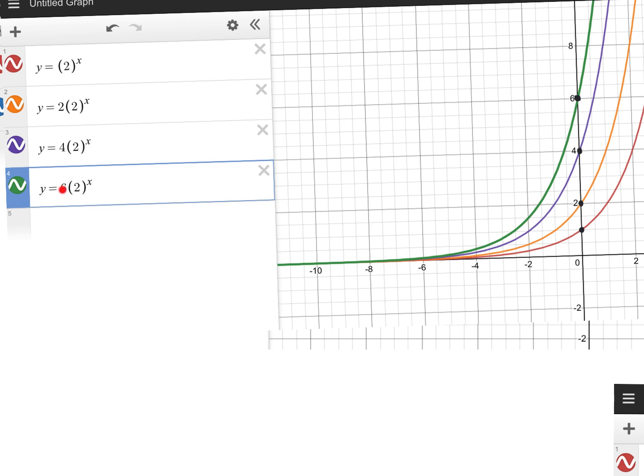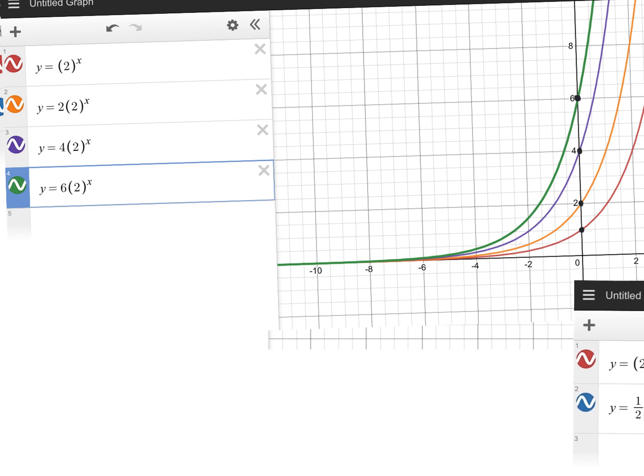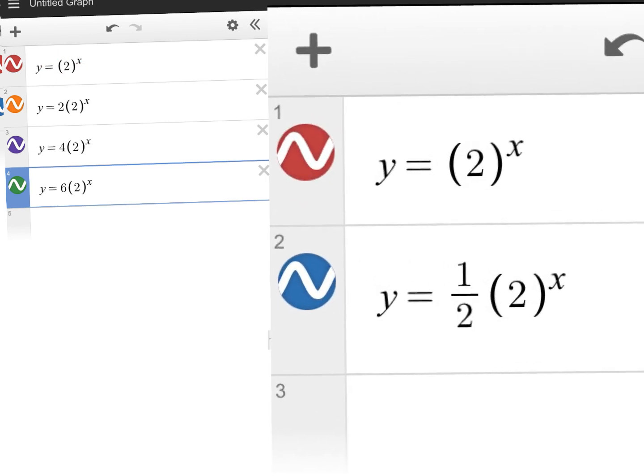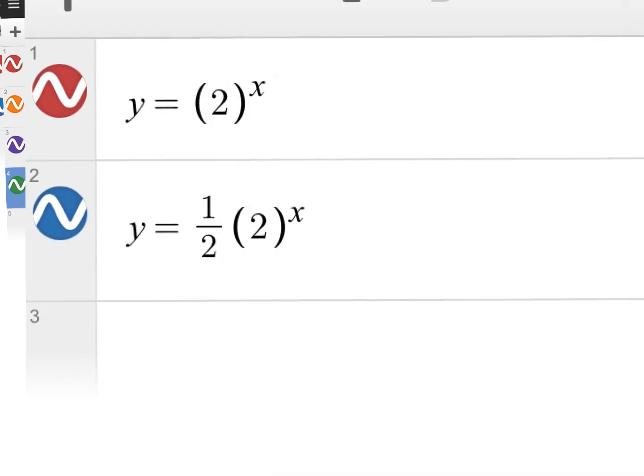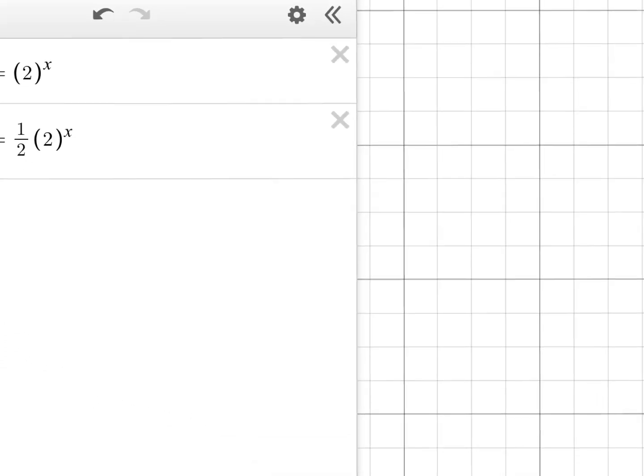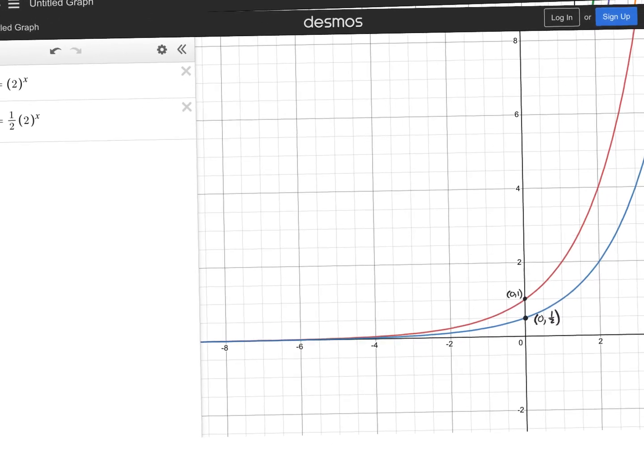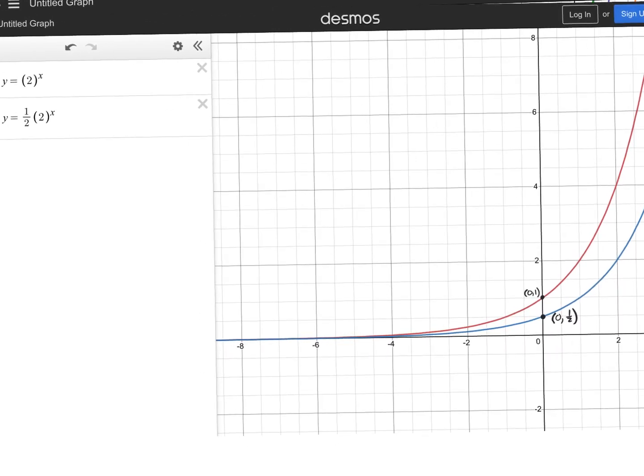So on this next slide, I'm going to show you comparing the original parent graph with the a value of 1/2, which is not going to be a vertical stretch, it's going to be a vertical compression. So check this out. y equals 2 to the x would be the red one. But when you put an a value of 1/2, it's going to cause a compression. If you take that y-intercept of 1 and multiply it by 1/2, it actually gets compressed, right? As opposed to stretched. If the a value was 3, it would get stretched up to 3. But the a value is 1/2, so it gets compressed to 1/2.